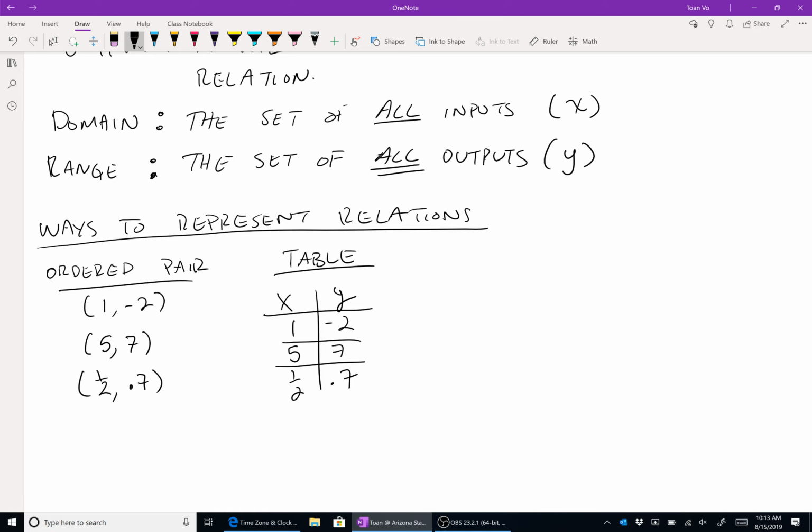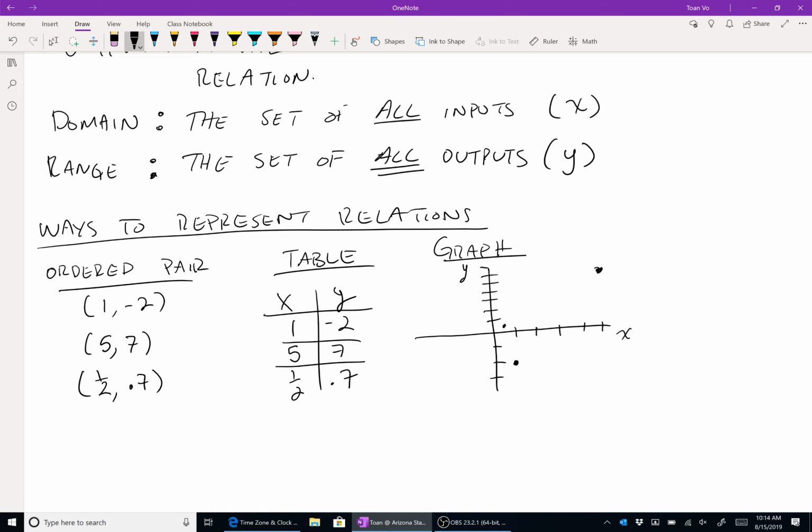You can see relations graphically as well. And in hindsight, I chose very, very crappy numbers because this is going to be hard to plot. But you can visualize relations using a regular x-y graph. So 1, -2 would look something like this. 5, 7 would look something like that. 1/2 and 0.7 would look something like that. So you can write them as an ordered pair, you can put them in a table, or you can graph them.